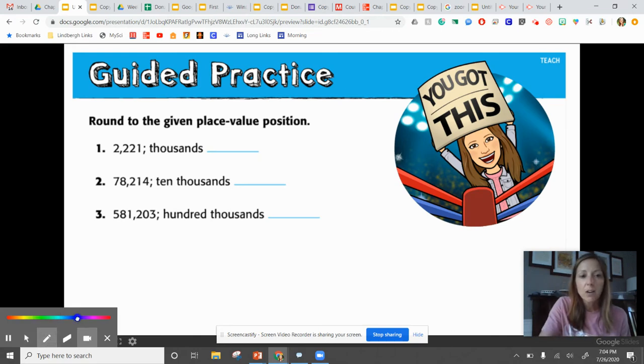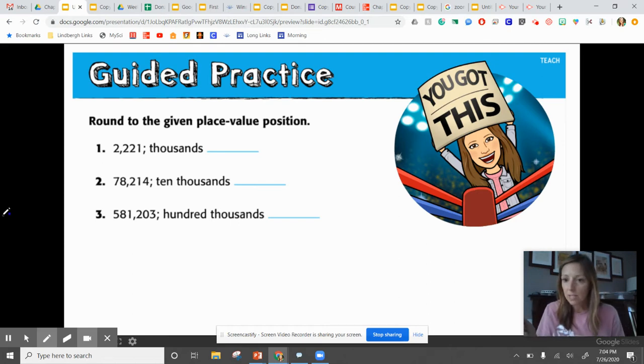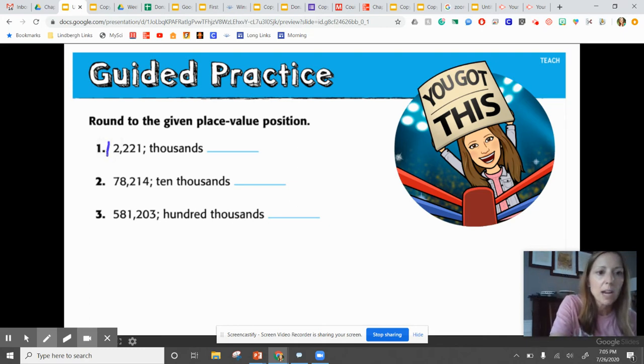2,221. All right, and it says round to the nearest 1,000. So if you're thinking through this, you're thinking, I have to circle the number in the thousands place, which is right here. It's this 2. Step number 2, underline right next to it. So we're going to underline a 2.